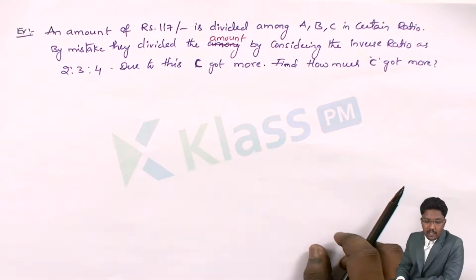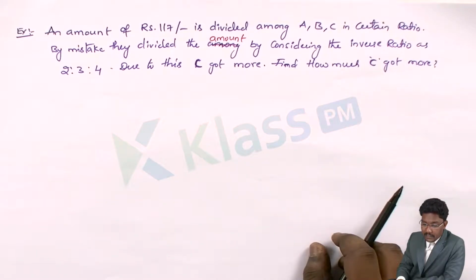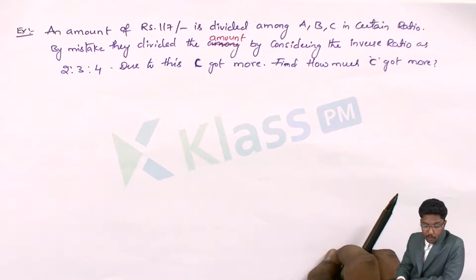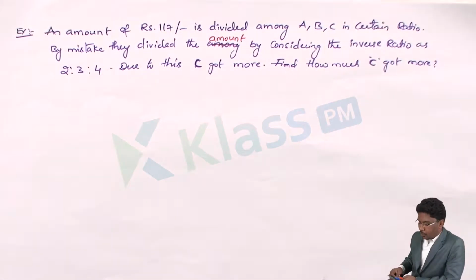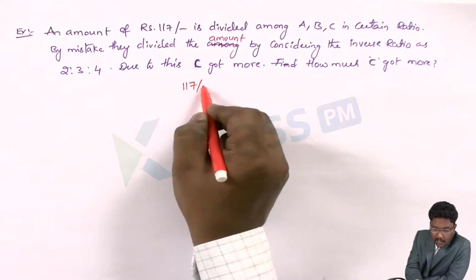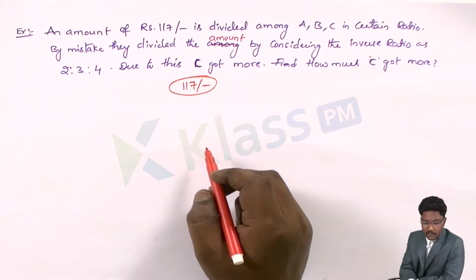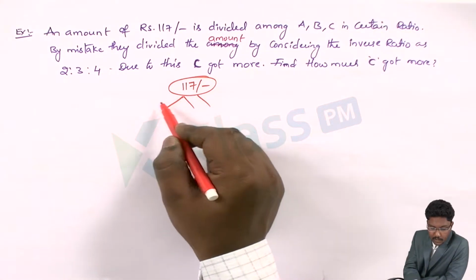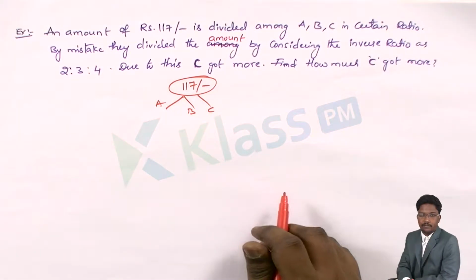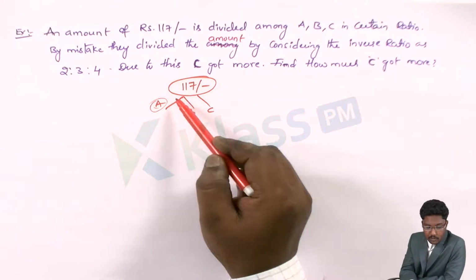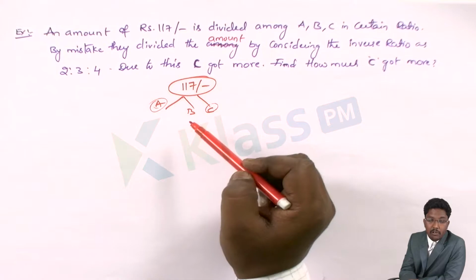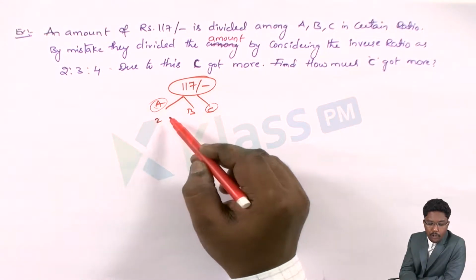An amount of 117 rupees is divided among A, B, C in a certain ratio. By mistake, they divided the amount by considering the inverse ratio 2:3:4. Due to this, C got more. Find how much C got more. Okay. First understand the question. I have 117 rupees. I want to distribute this amount between 3 persons A, B, C. In what ratio? So I am taking some ratio. I like A so much, then I will give more to A, and I don't like C, so I will give less to C. In this way, I am following some ratio.